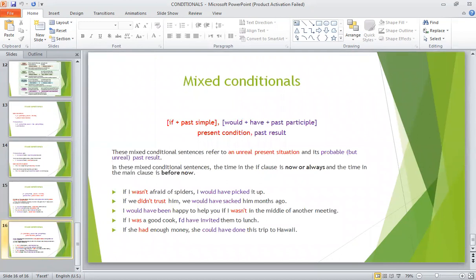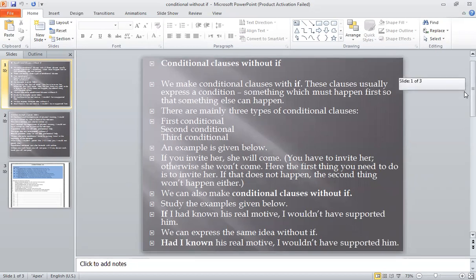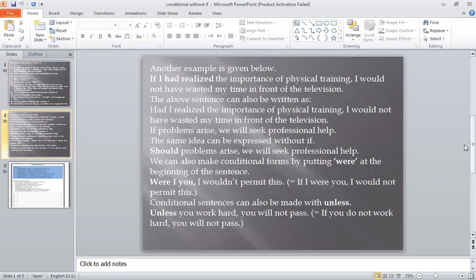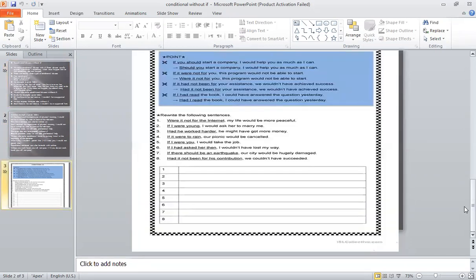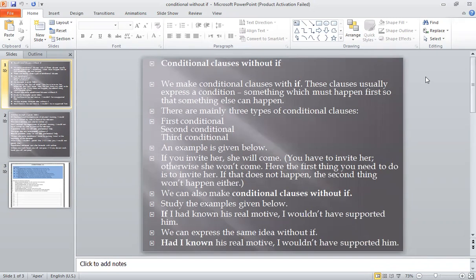Okay, here we have conditionals without if. Let's do it together. This is an important lesson, by the way, and of course any exam can include such a lesson. Let's see how to make conditionals with the same idea, the same meaning as the if conditional, but without using the word if itself.